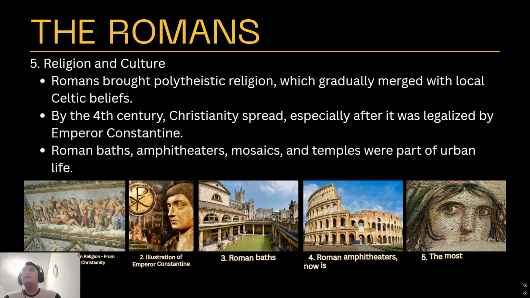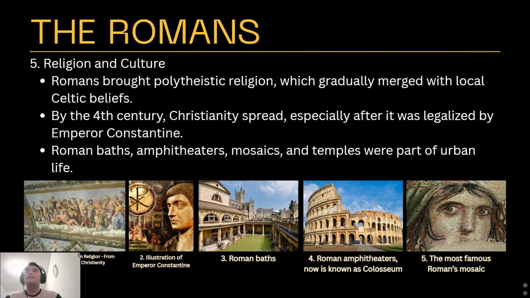Number 5. Religion and culture. Romans brought polytheistic religion, which gradually merged with local Celtic beliefs. By the 4th century, Christianity spread, especially after it was legalized by Emperor Constantine. Roman baths, amphitheaters, mosaics, and temples were part of urban life.